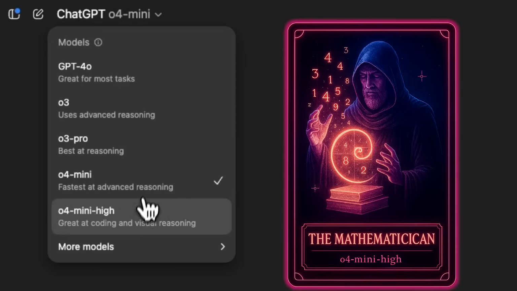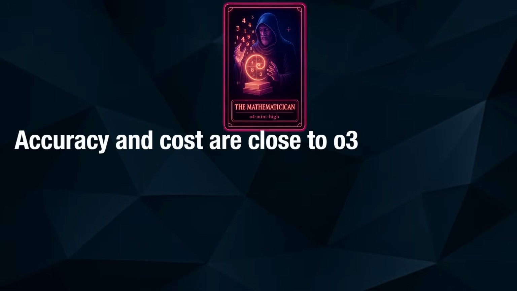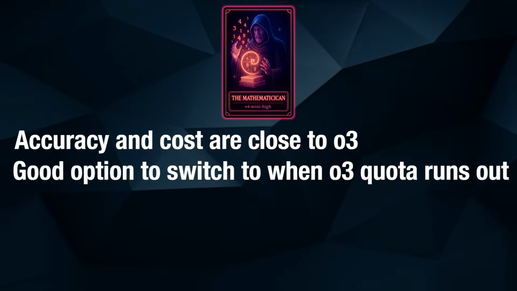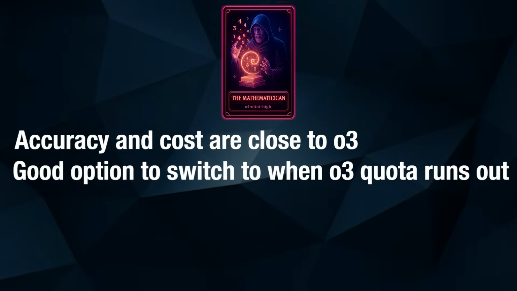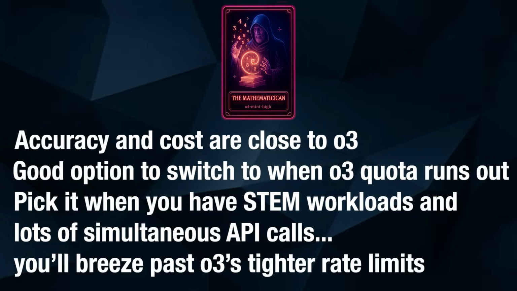O4 Mini High is the Mathematician. The O4 Mini High is the same model as O4 Mini but with more compute per token. Its accuracy and cost are close to O3, so it's a good option to switch to if your O3 quota runs out. Or pick it when you have STEM workloads and lots of simultaneous API calls. You'll breeze past O3's tighter rate limits.